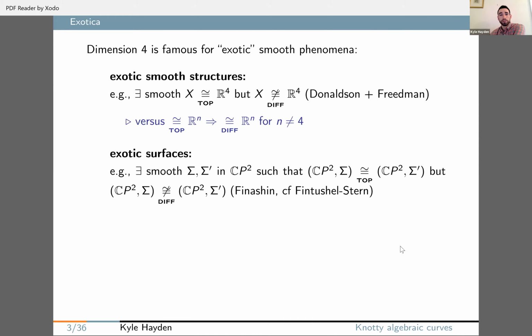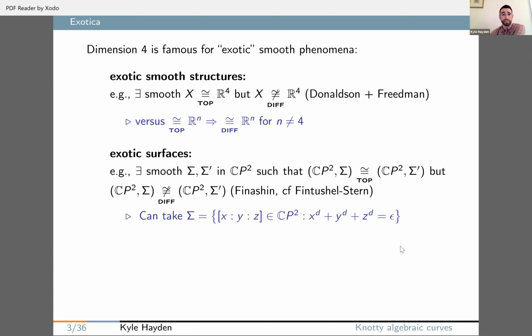Another type of phenomenon you can look for is exotic surfaces. So for example, there are smooth closed surfaces in CP2, complex projective plane, such that they're homeomorphic as pairs. So there's an ambient homeomorphism, in fact, a homeomorphism which is isotopic to the identity through homeomorphisms, but there's no diffeomorphism of the pairs. So they're topologically the same, but smoothly different. First results in CP2 in particular, I believe, are due to Fintushel and Stern.